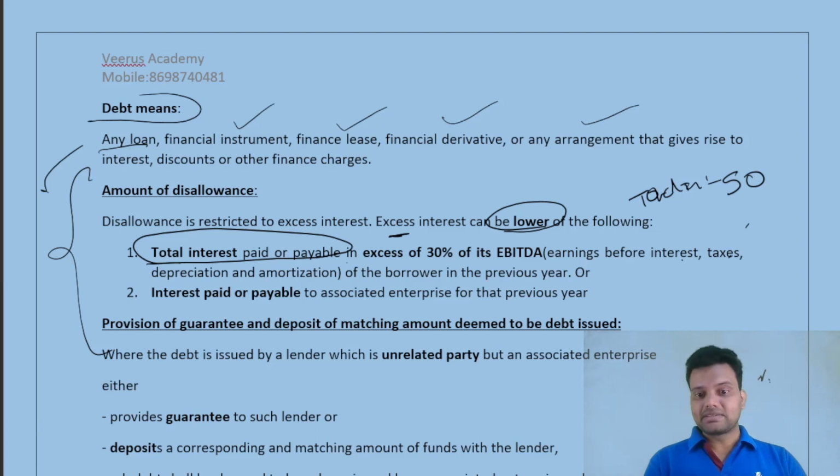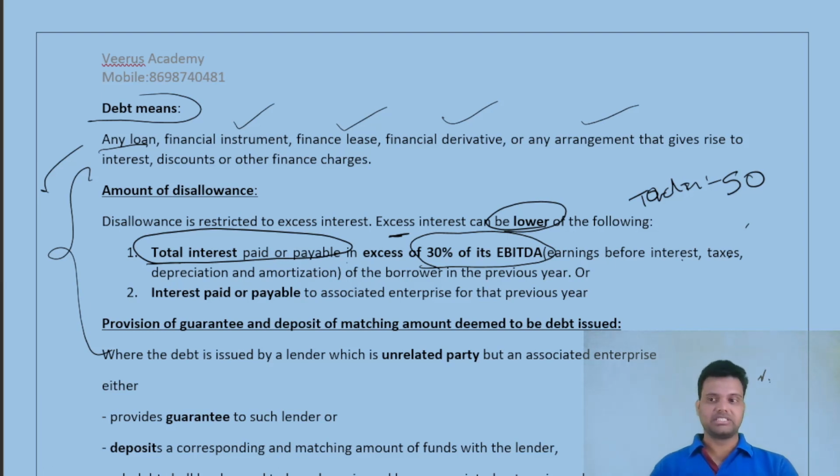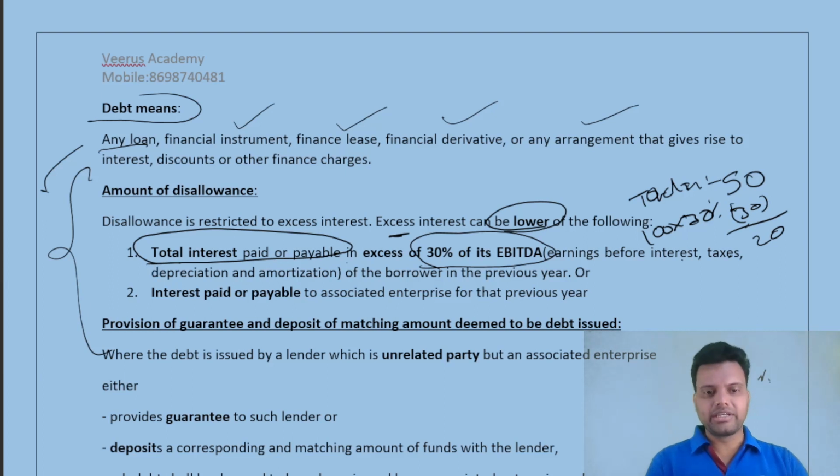Next, in excess of 30% of EBITDA. EBITDA means earnings before interest, taxes, depreciation and amortization. Let us take EBITDA as 100. So 100 into 30% is 30, and we need to deduct this from 50. Net is 20. Reading this point again: total interest paid or payable in excess of 30% of EBITDA, that means total interest minus 30% of EBITDA. Whatever amount comes is the maximum allowable expenditure as per condition 1.